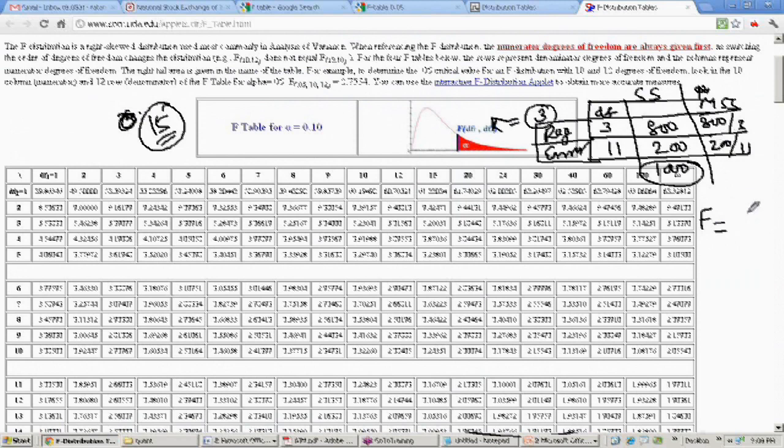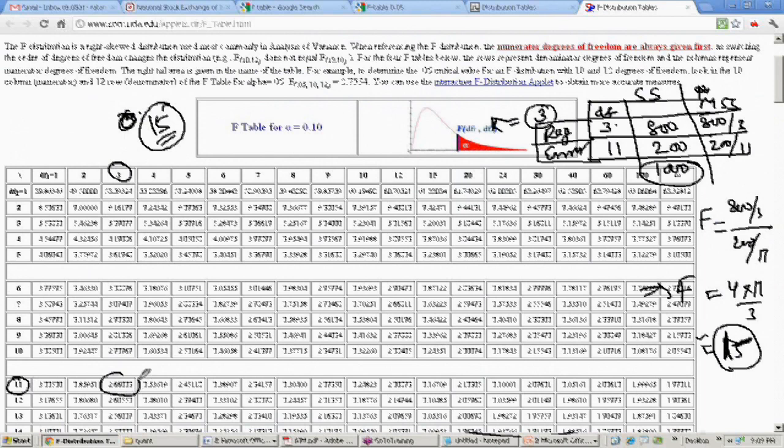F value will be this: 800 by 3 divided by 200 by 11. If you try to find out, F will come as 4 into 11 divided by 3, so roughly 15. So the value of F you are getting is roughly 15. Now the degree of freedom: numerator is 3, denominator is 11. We will say that the F table value will be 2.66. So in this testing, the critical value is 2.66 and the formula value over here is 15.